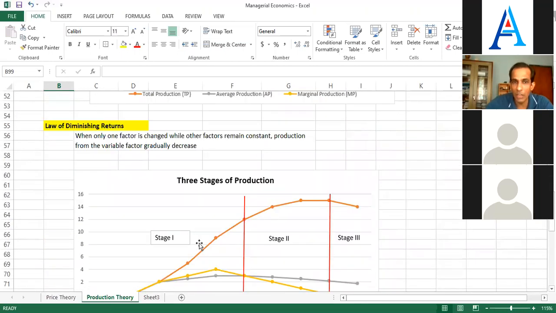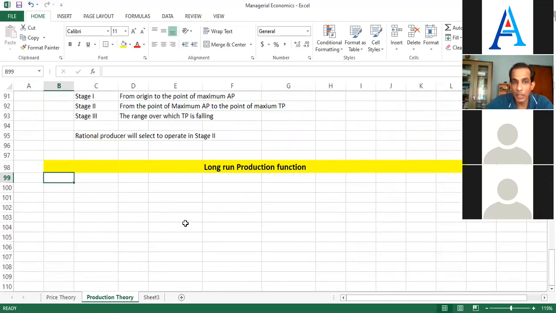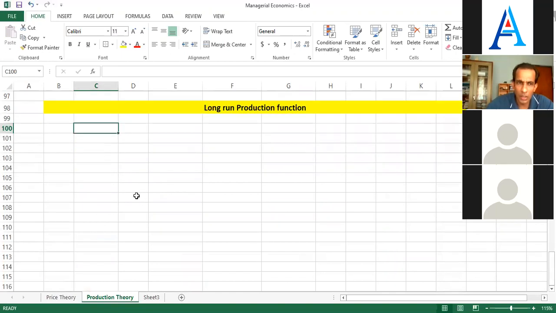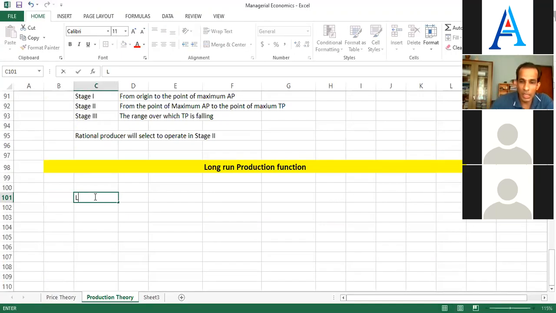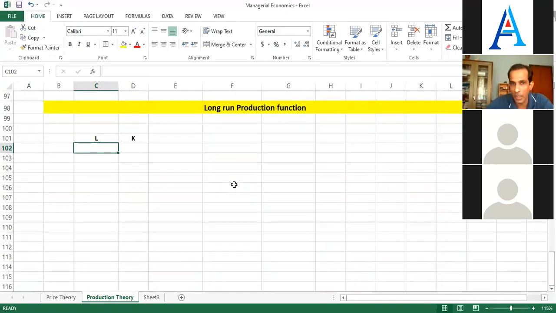In that case, if the firm can change both labor and capital, then we can see how to identify the optimum point for the producer. In order to analyze this long run production, a special set of curves is used. Here we assume both the labor and capital can be changed. Then we can analyze the long run production function.